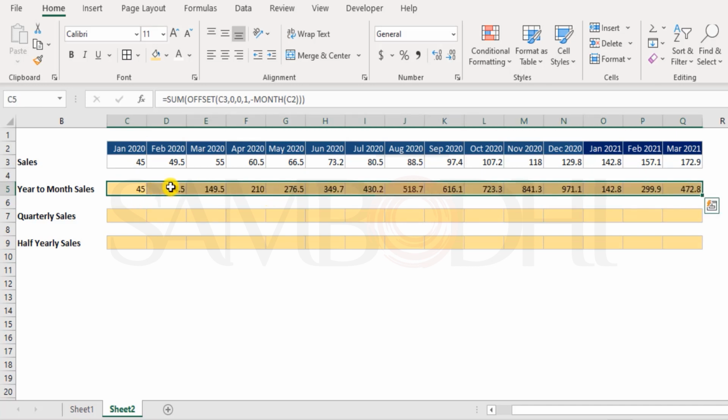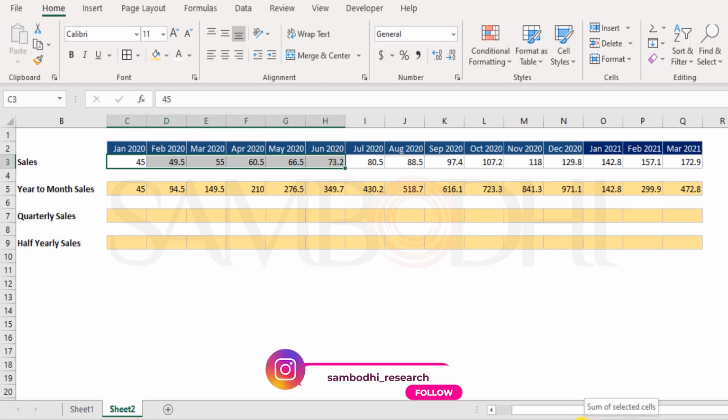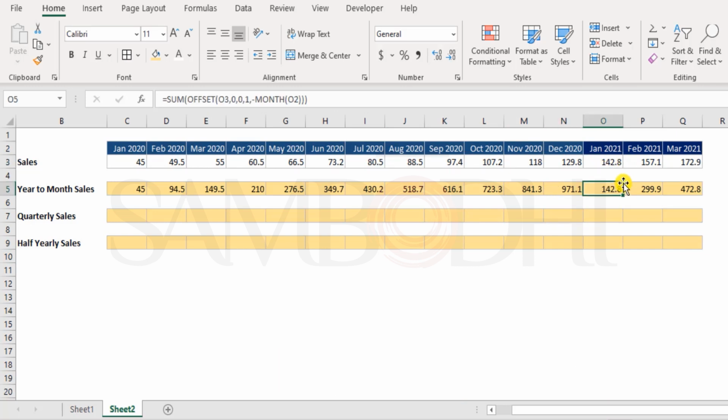Here we have this, take a look. 2 months total, it's 94, and 6 months total, it's 349.7, that's perfect here. And what is the annual total? It's 971.1. We get that. And what about January? Here we have this again.